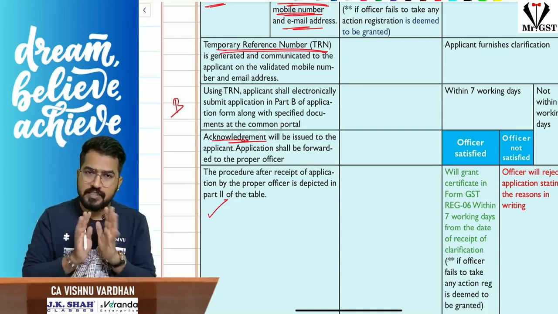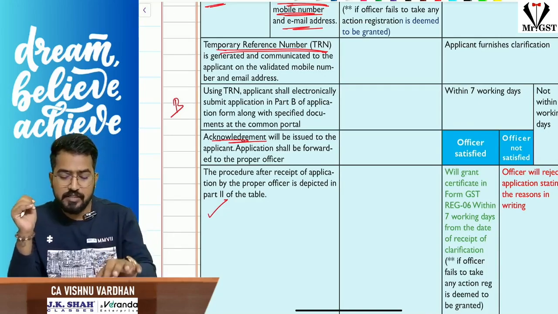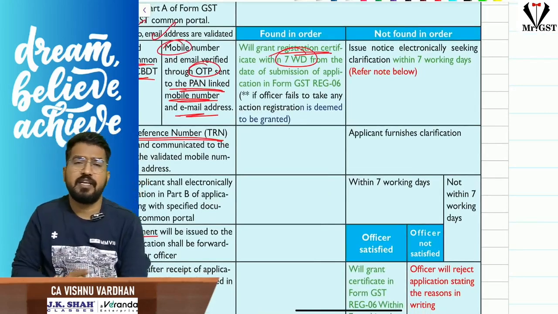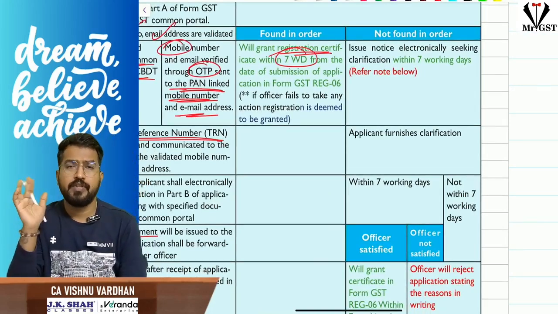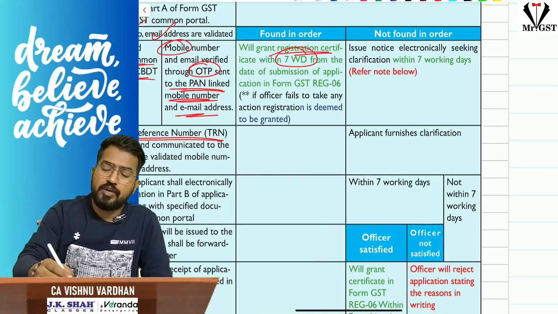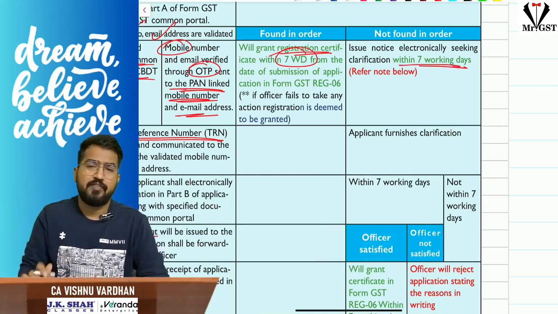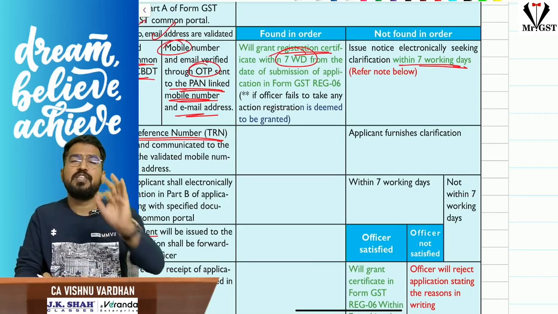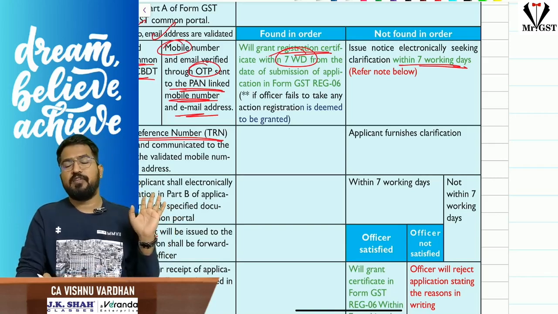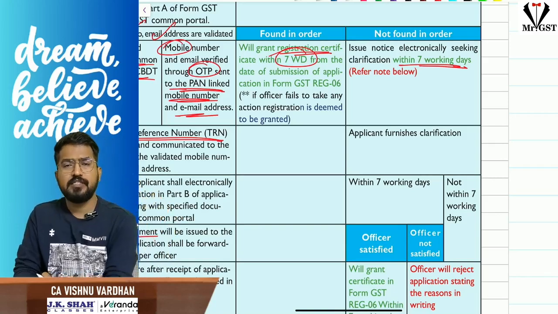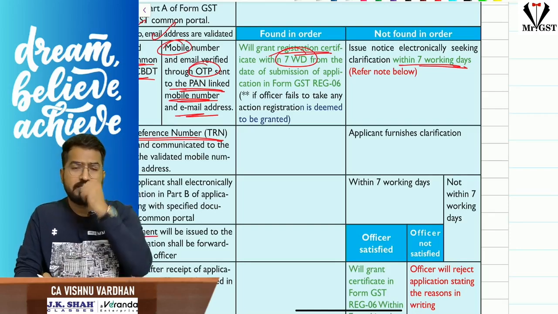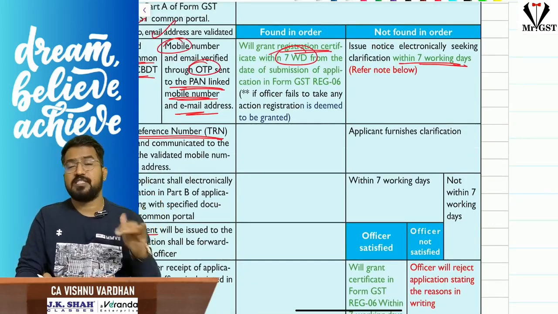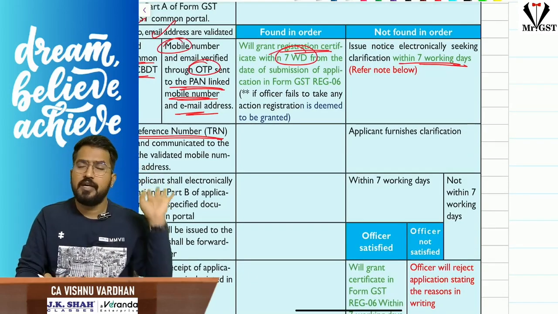So if Aadhaar authentication is successful, what will the proper officer do? Proper officer will grant you registration certificate within 7 working days if all the details are sufficient, proper. If any discrepancies he has found out, then he will ask you to submit the clarifications within 7 working days. That means if Aadhaar authentication is successful, one advantage for us is, within 7 working days, you will get the reply from the proper officer. Proper officer will say either yes, all the details are fine, sufficient, grant the registration certificate, or proper officer will say, these are the details which I need, so please give me the clarifications. Like that, he may send you show cause notice. So 7 working days you will get the reply from proper officer.